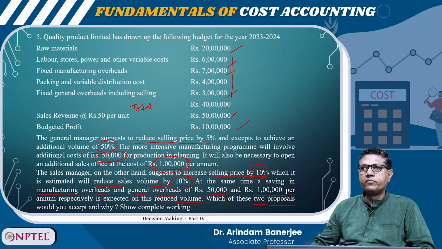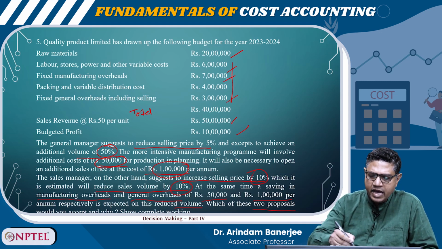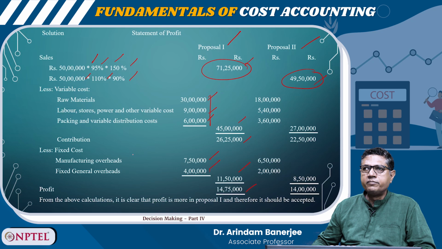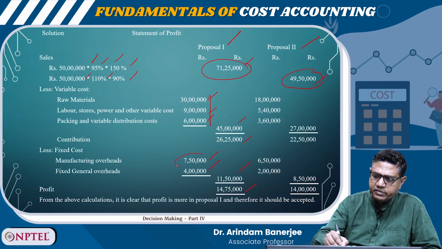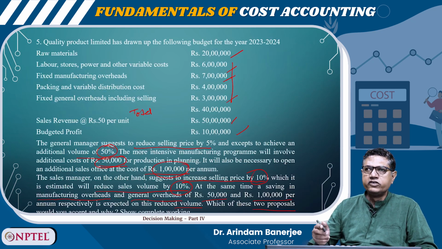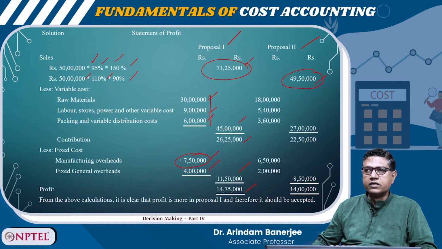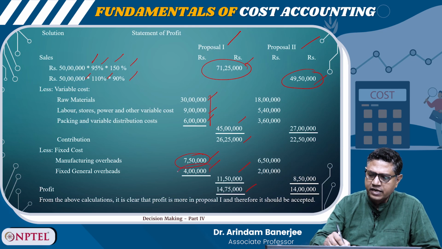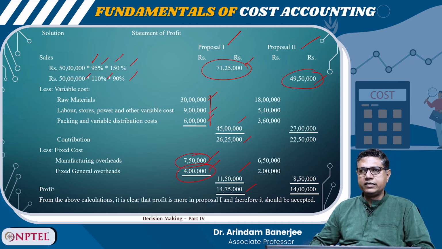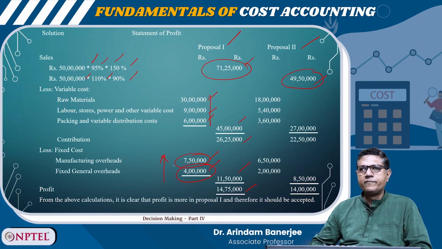So, this I can see from here. Here the fixed manufacturing overhead is 7 lakh, and I am adding 50,000, so 7 lakh is becoming 7 lakh 50,000. And here the fixed general overhead is 3 lakh. With this 3 lakh, if I add 1 lakh more, my fixed general overhead is becoming 4 lakh. So, you see the fixed cost is increasing here.